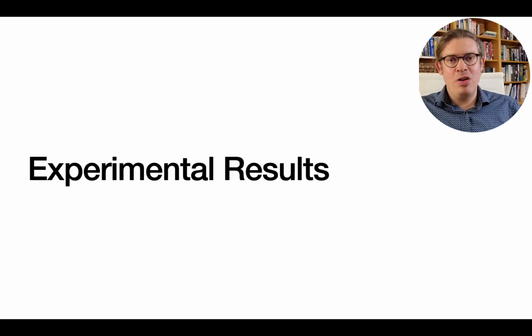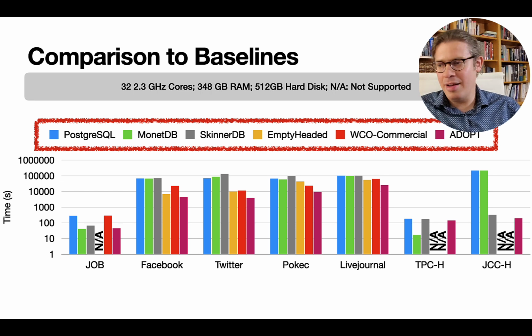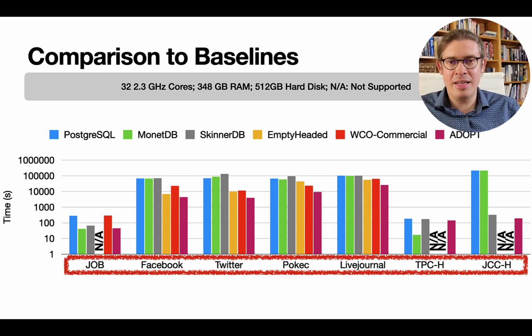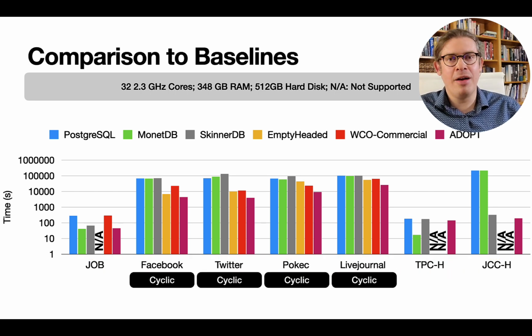In the experiments, we compare Adopt against various baselines. Here are some key results from our evaluation. We are comparing against mature database systems like PostgreSQL and MongoDB, as well as against SkinnerDB, which is a system that uses adaptive processing and reinforcement learning as well. We also compare against two baselines that use worst-case optimal join algorithms, EmptyHeaded, and a commercial system that features worst-case optimal joins. We compare the systems on a variety of benchmarks, and those include benchmarks that focus on cyclic queries as well as other benchmarks.